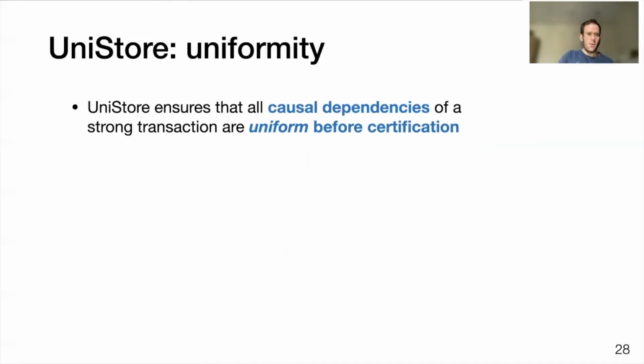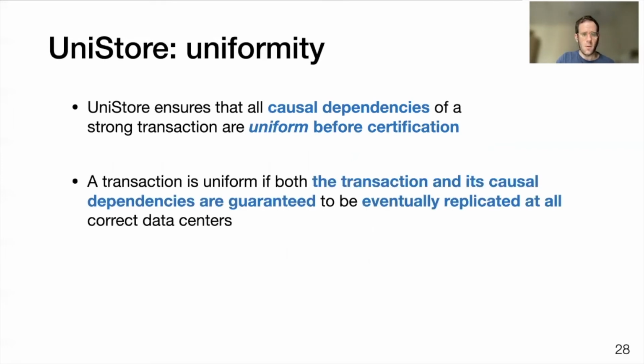So UniStore ensures that all causal dependencies of a strong transaction are uniform before certification. Uniform means that both the transaction and its causal dependencies are guaranteed to be eventually replicated at all correct data centers. So this will prevent the scenario that we were discussing before. In this case, T2 won't be committed before T1 is replicated in at least one correct data center.